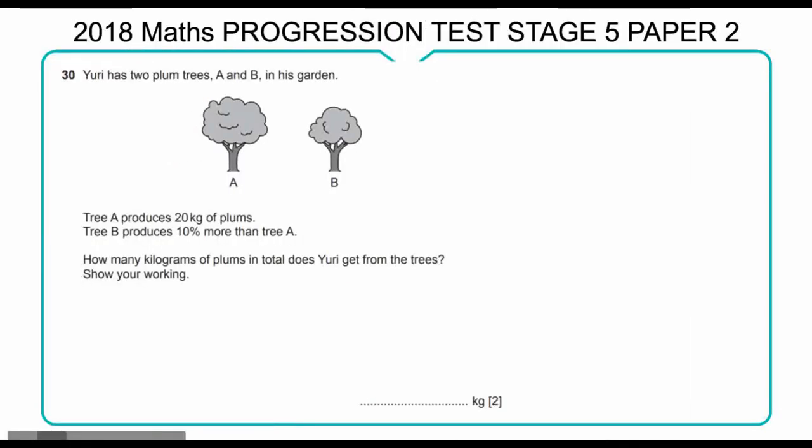Question 30 is our last question. Yuri has 2 plum trees, A and B, in his garden. Tree A produced 20 kilograms of plums. Tree B produced 10% more than tree A. How many kilograms of plums in total does Yuri get from the trees? Show your working.